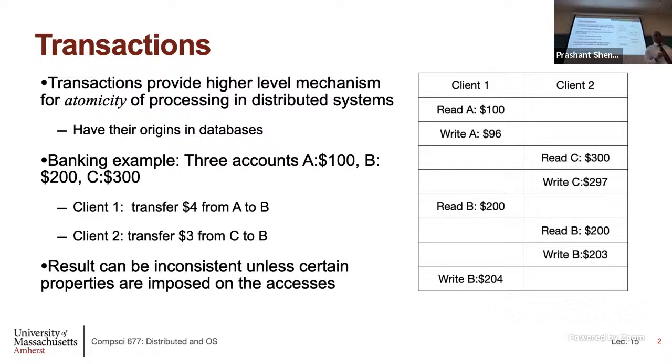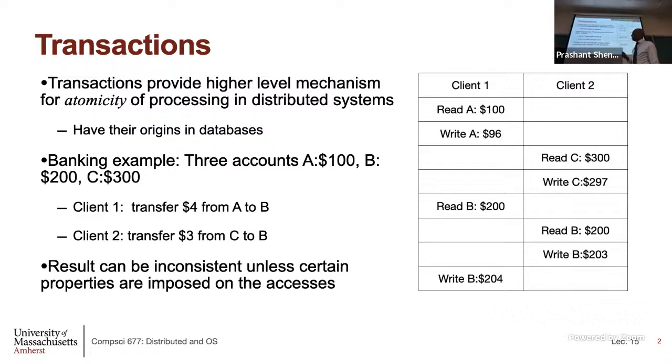Let's start with a very quick overview of what transactions are. You probably know this term from the database world. Essentially, they are a higher level mechanism for providing atomicity to computations. What does that mean? Let's take a banking example. Assume that you have a bank application that has a bank database. There are 3 accounts in this bank database, A, B, and C. The balances on those accounts are $100, $200, and $300.